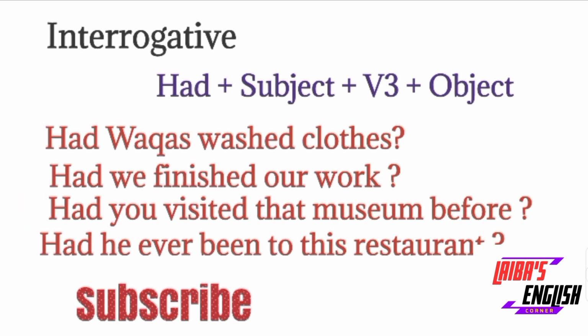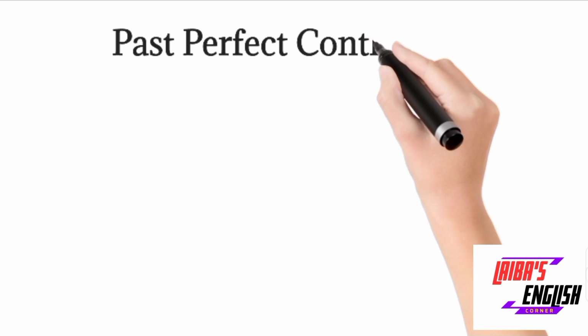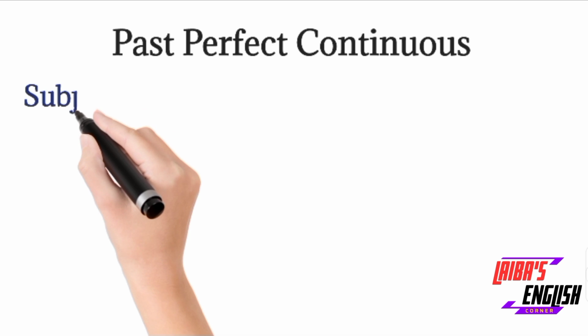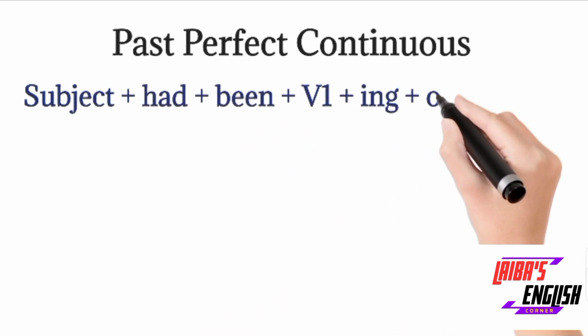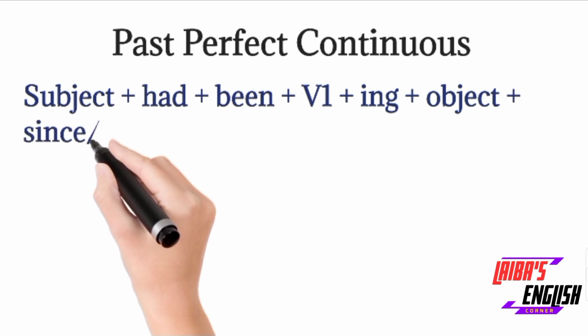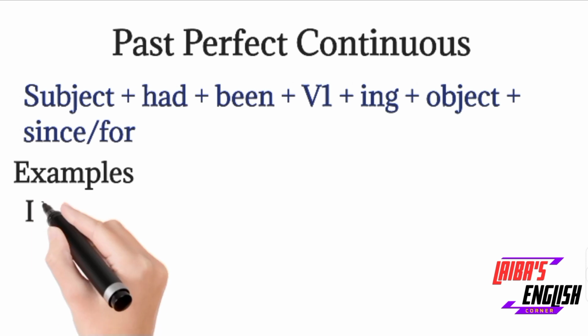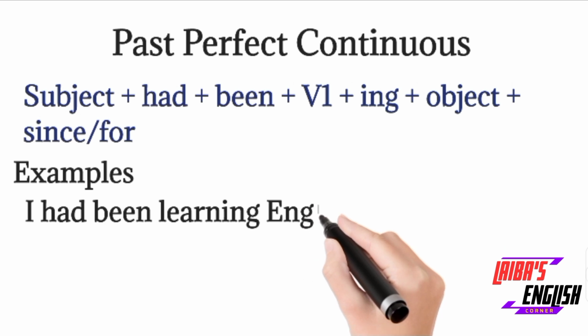Now we are going to move to our last topic of past tense, which is past perfect continuous tense. I have told you two rules before, two known facts: that in every continuous we have to put verb first form and ing, and second, that in every perfect continuous we have to put been in our sentence. So our structure will be subject plus had as a helping verb, been plus verb first form plus ing, object, and since and for.